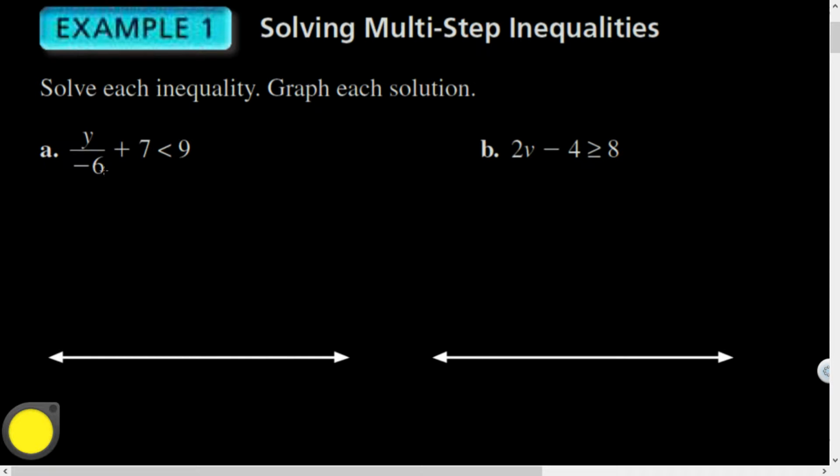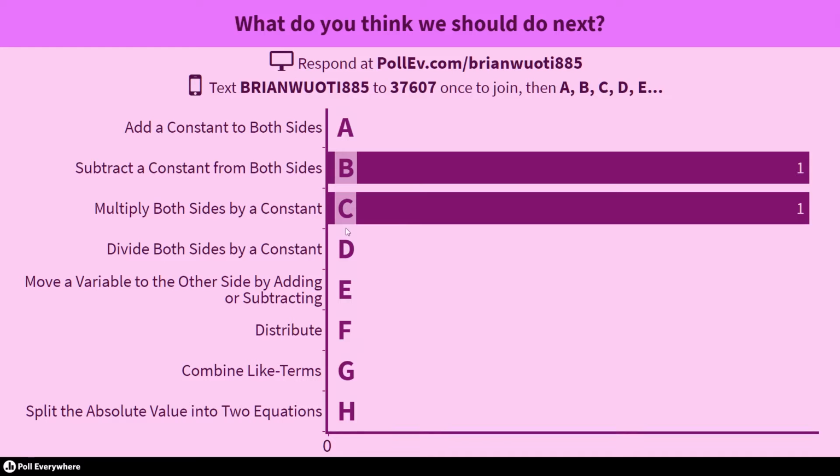If I multiply both sides by -6, I would just have to remember to multiply 7 by that as well. I'm going to divert from the popular, and I'm going to subtract 7 from both sides. So I'm going to have y divided by -6 is less than 2. All right, let's clear the results and vote again.